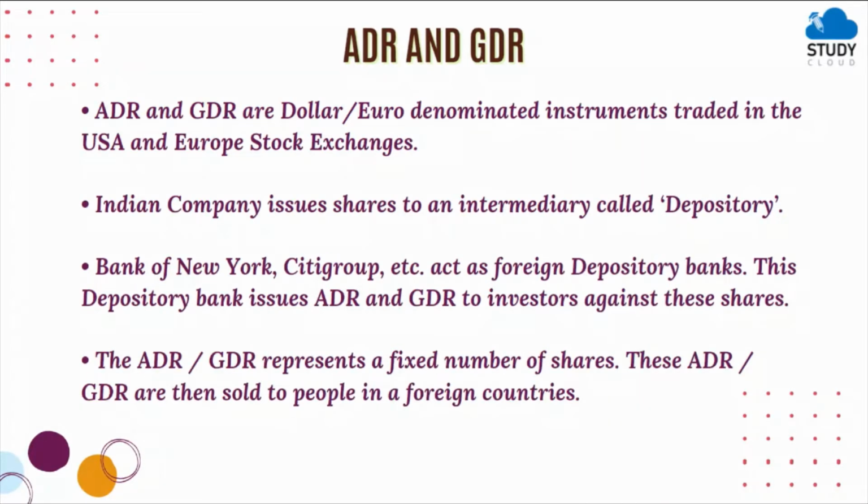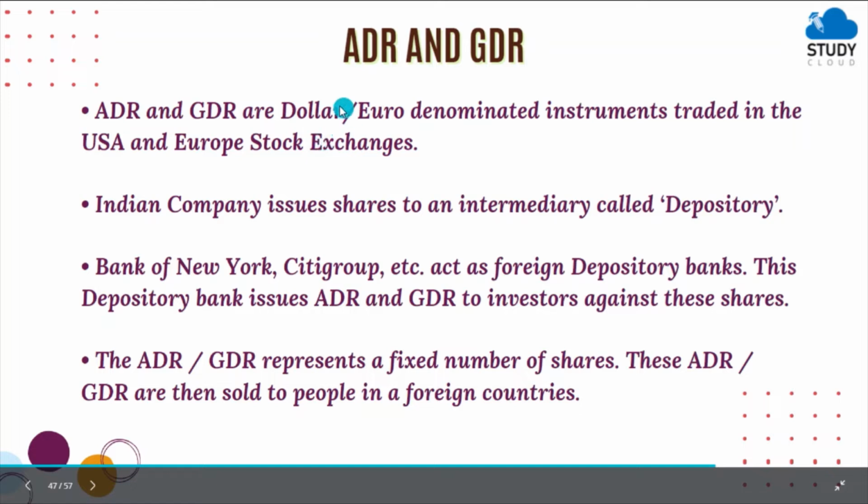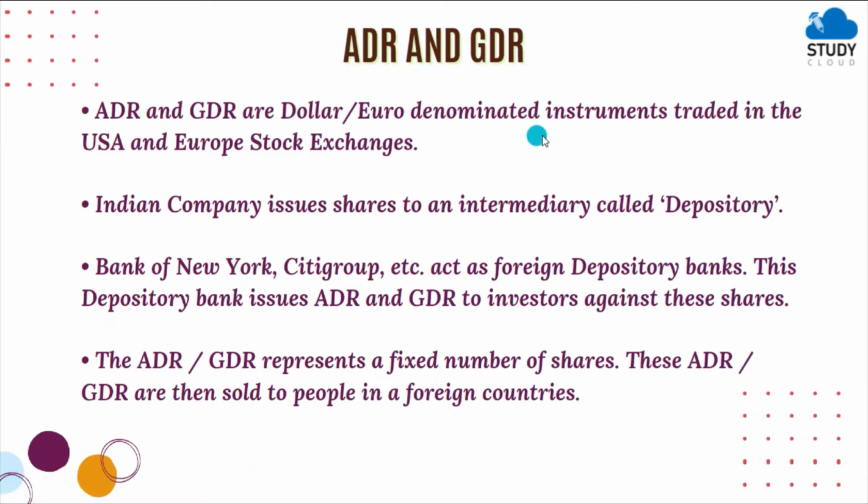So first we have to know that ADR and GDR are dollar and euro denominated instruments traded in the USA and Europe stock exchanges. Then Indian companies issue shares to an intermediary called a depository. Now your Indian company will have some intermediary which is known as a depository. They will help the Indian companies to list their shares on stock exchanges.